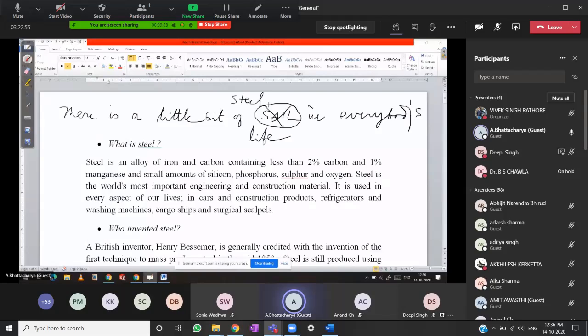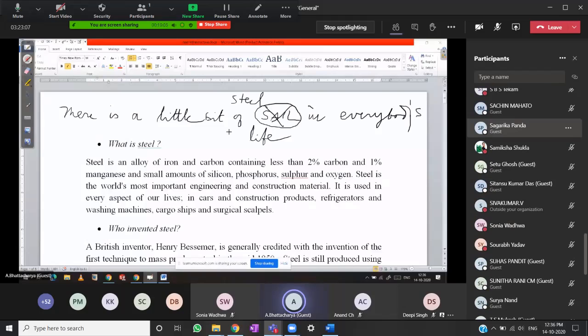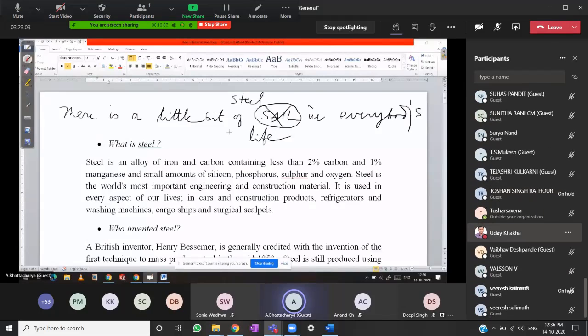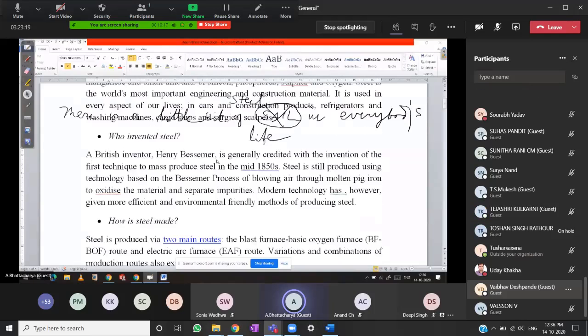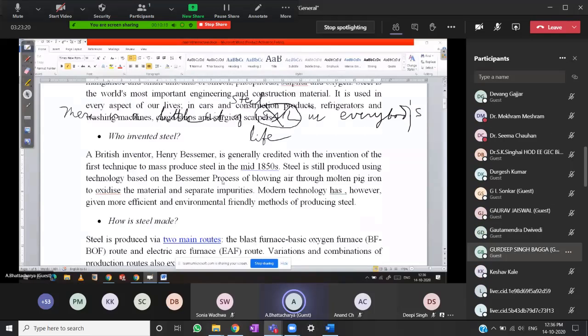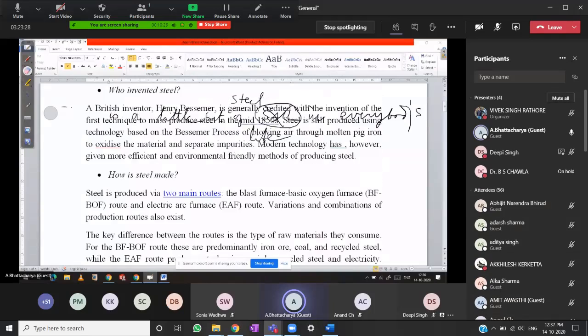The importance of steel is a statement. Now we'll proceed. This was told by Henry Bessemer. All these things you must have read in your school days. I will not elaborate on this, the history.